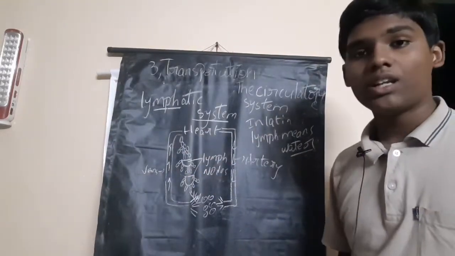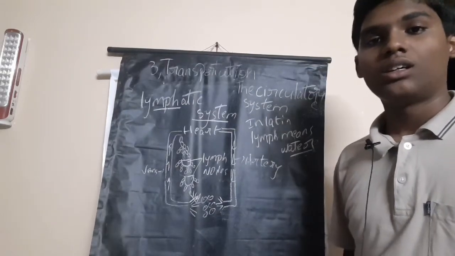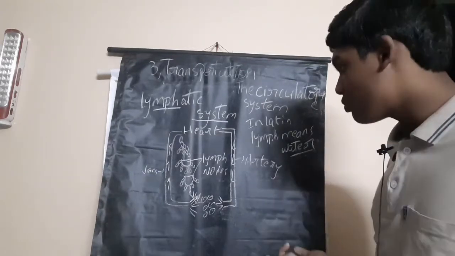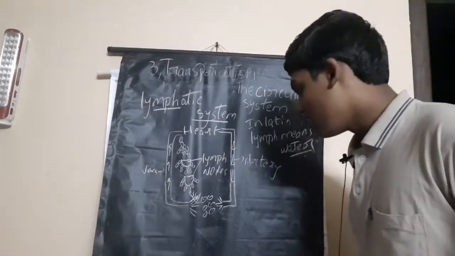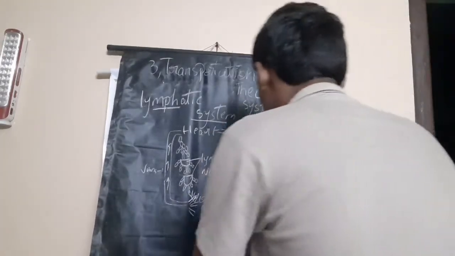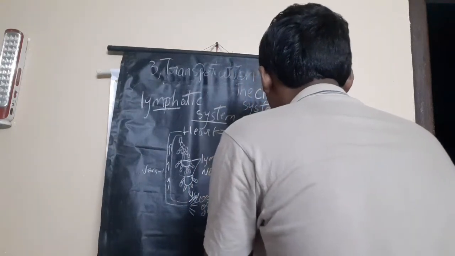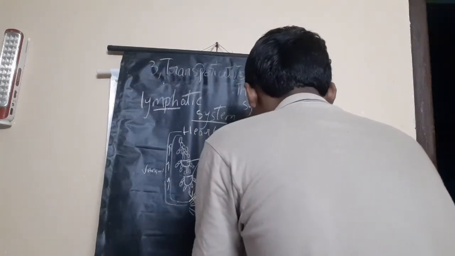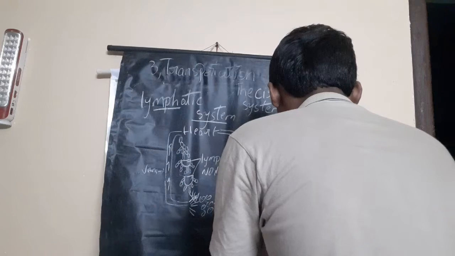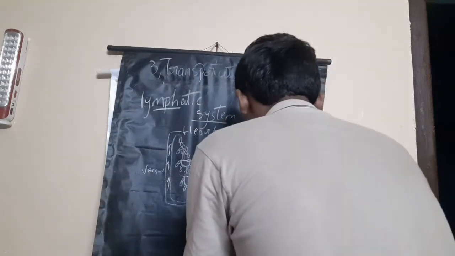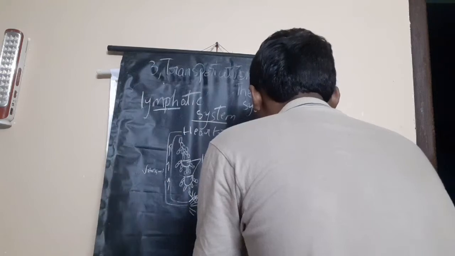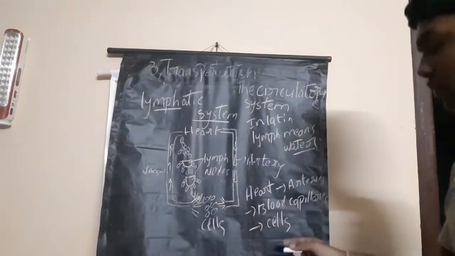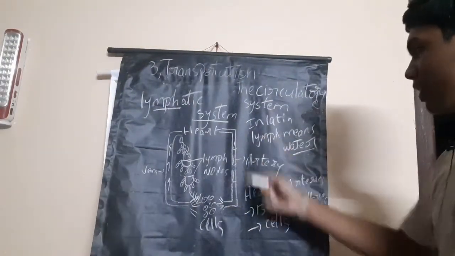So the blood capillaries are transporting the proteins, the nutrients, the salts, the water-like fluids, any fluids. The heart transports these materials to arteries, arteries to blood capillaries, and blood capillaries to the cells. These are the cells. First of all, the heart is transporting to arteries, arteries to blood capillaries and the cells.